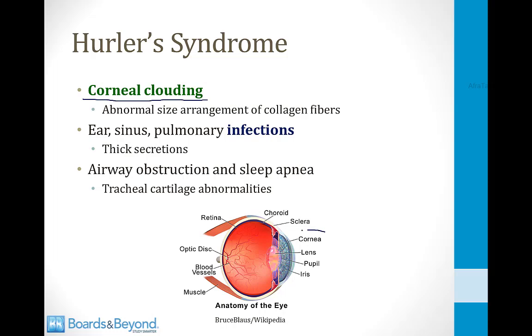Recall that the cornea is the layer of the eye that sits on top of the lens. It's at the front of the eye, and it becomes clouded in Hurler syndrome, and this is something that's easy to see on physical exam. This results from abnormal size and arrangement of collagen fibers in the cornea.